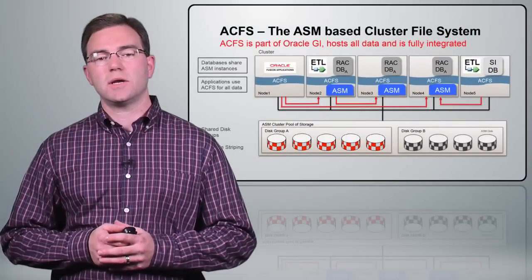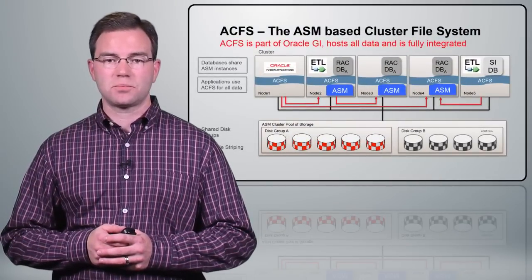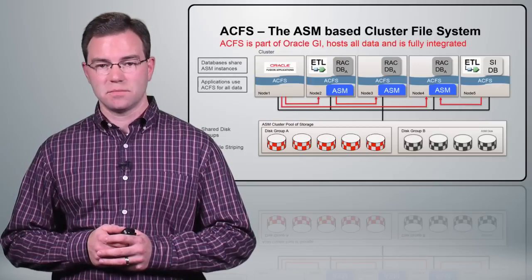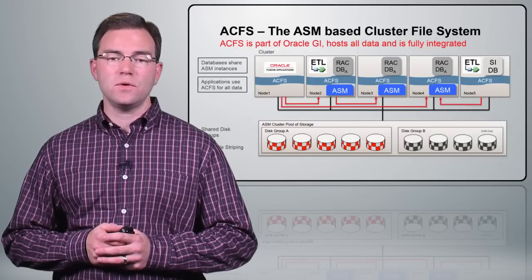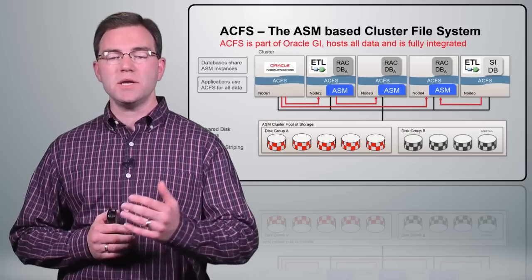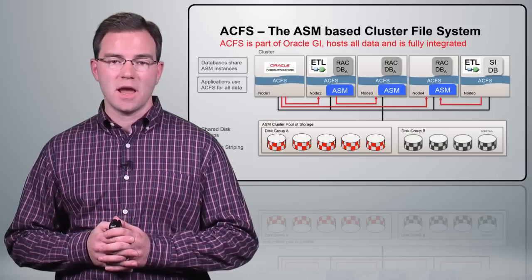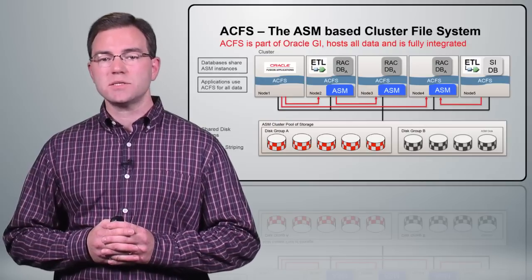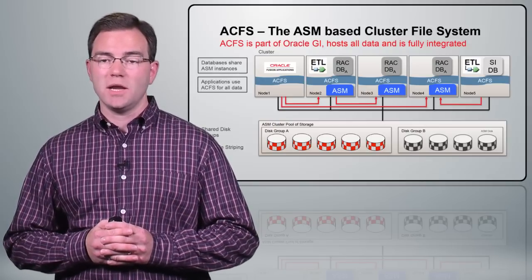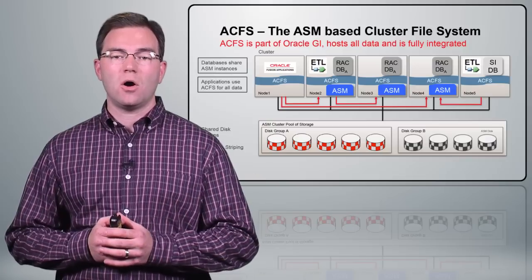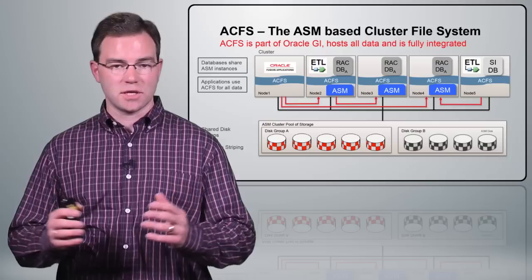In addition to Oracle ASM, Oracle Grid Infrastructure provides ACFS, the ASM-based cluster file system. Oracle ACFS is a fully POSIX-compatible cluster file system, providing you with the ability to store any type of data anywhere in the cluster. In the example in the back here, you can see that ACFS will be available on any node in the cluster. That means you can store any type of file on the ACFS file system across the cluster.